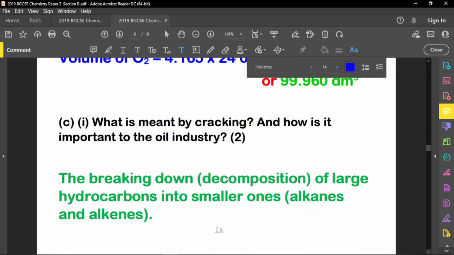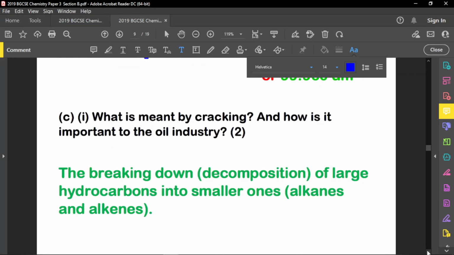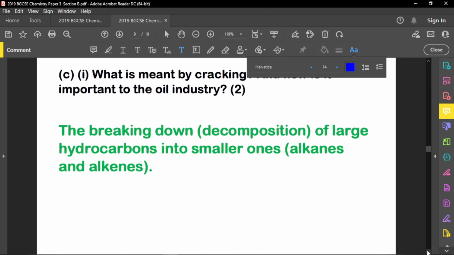Now part C asks what is meant by cracking and how it is important to the oil industry. For 2 marks: cracking breaks down or decomposes large hydrocarbons into smaller ones. An example of that is alkanes, and you normally get an alkane and an alkene. And why is it important to the industry as well? You can produce refined gas, or gases that are more flammable, because remember, the larger the hydrocarbon is, the more solidified the substance becomes. So getting a smaller number of carbons becomes more gaseous, and more flammable as well. So that's how it's important.